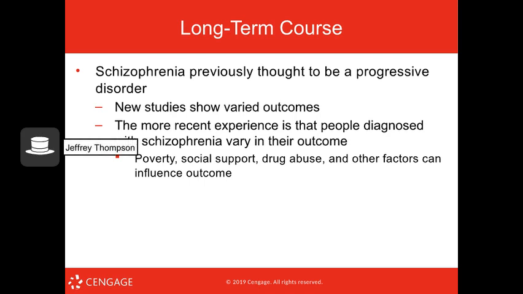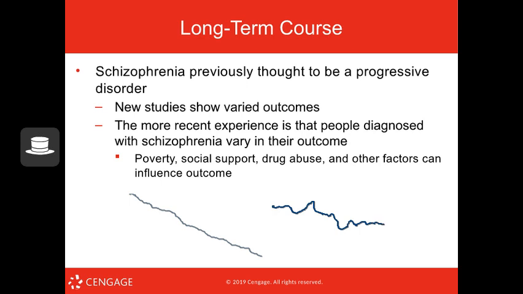So schizophrenia was previously thought to be a progressive disorder, so slowly getting worse. But now we understand that it can be varied in its course. So maybe at this point somebody starts getting treatment, and then over time they get back to normal, something like that, right? So the thing that we understand is that external factors throughout the lifespan can have an effect on the course of the illness. So, poverty, social support, drug abuse, and other factors can influence outcome. So, maybe at 25, you're starting to get better, but at 26, there's a major life stressor, right, that could worsen your symptoms.